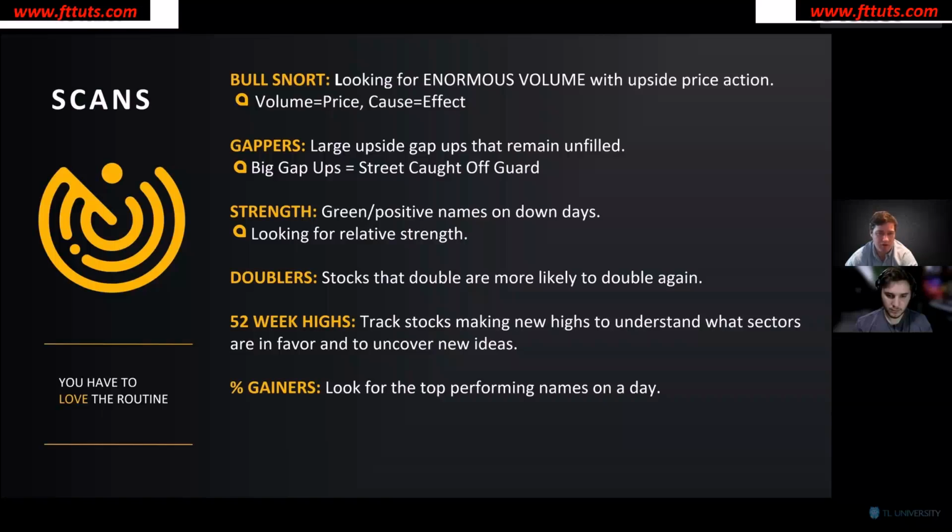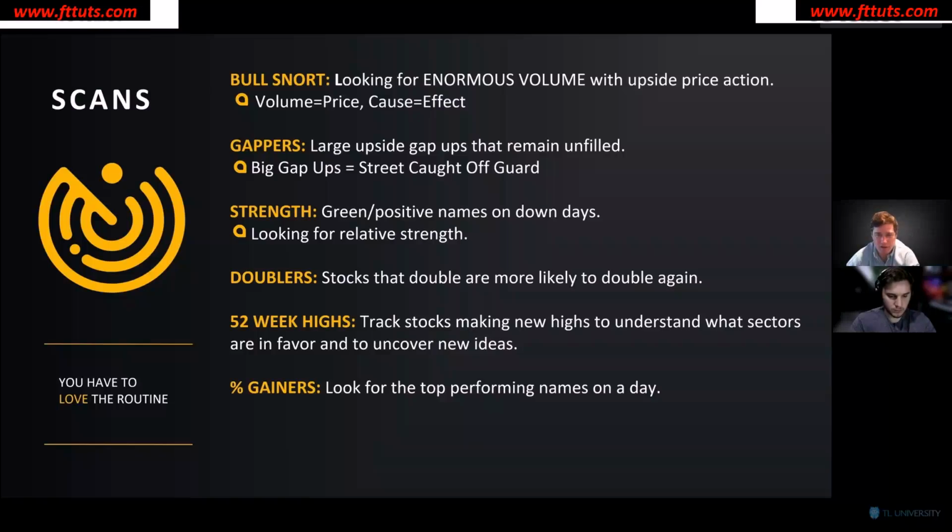Next would be gappers. I love stocks that have huge gap ups that remain unfilled. Most people think gaps fill, and the little gap ups and gap downs of maybe 0.5% or 1% on no news day to day, they often do fill. But big gap ups equals the street's caught off guard. This is a key thing for me.